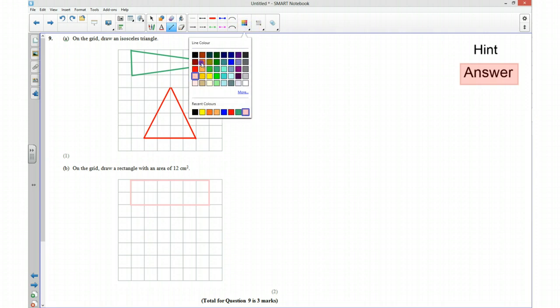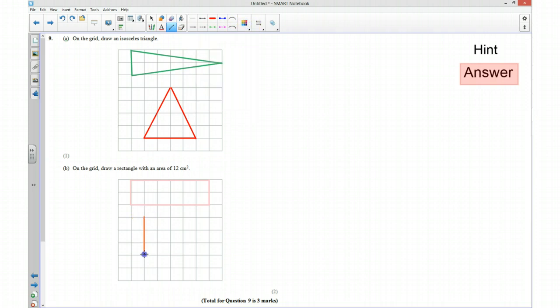You might have drawn a different one. There's lots of different ways you can do this, but we could do a 3 by a 4, and again that's going to have an area of 3, 6, 9, 12 centimeters squared. Okay, so 3 marks for that.